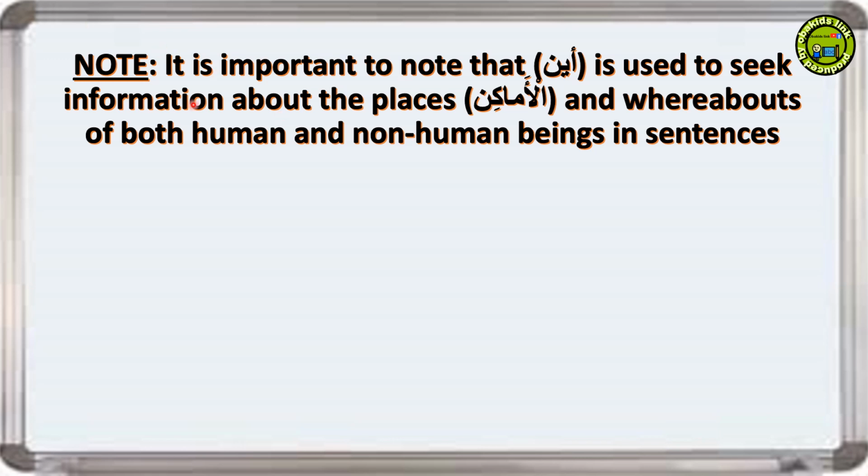Note: it is important to note that أين is used to seek information about the places, الأماكن, and whereabouts of both human and non-human beings in sentences.